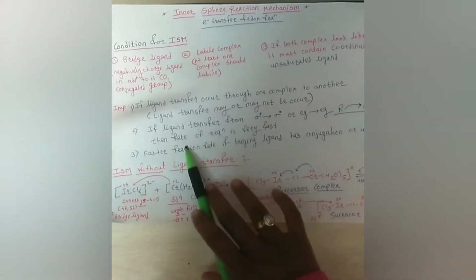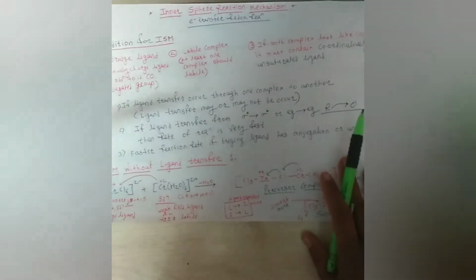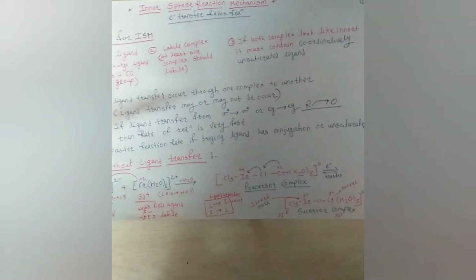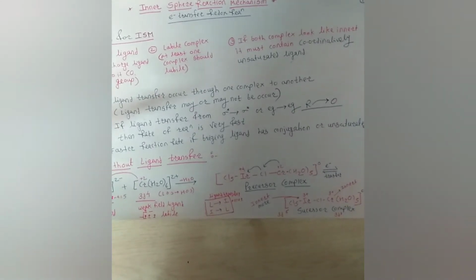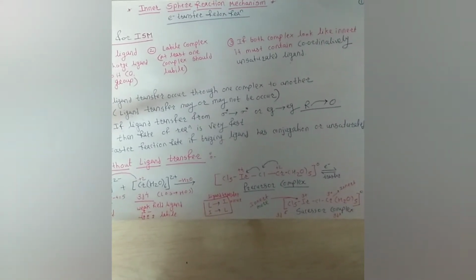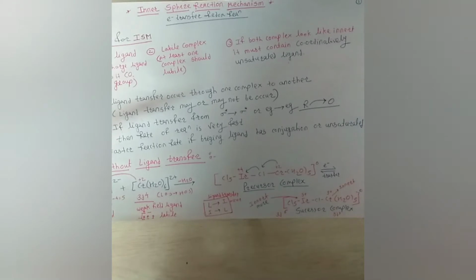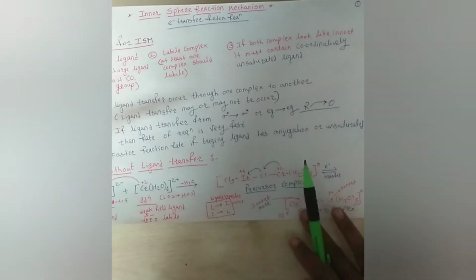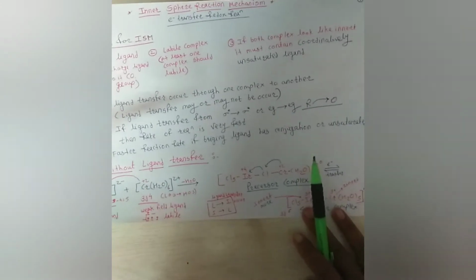Next, the rate is faster if the bridging ligand has conjugation or unsaturation in it. If our complex contains a bridging ligand with conjugation, then the rate of reaction of such complexes is very fast as compared to others.